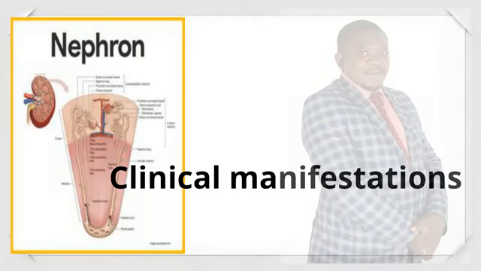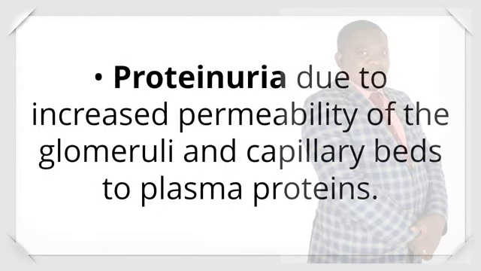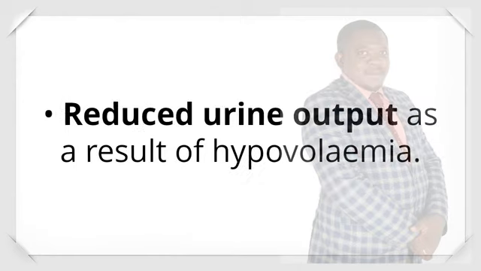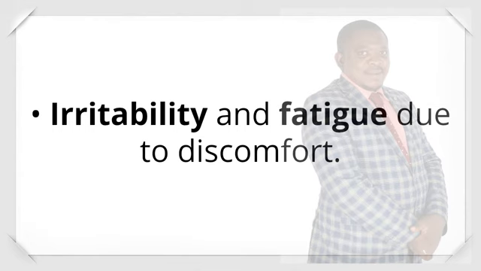Clinical manifestations. Periorbital edema in the morning in the early stages of the disease, which later becomes generalized, anasarca, due to seepage of fluids in the tissues. Proteinuria due to increased permeability of the glomeruli and capillary beds to plasma proteins. Reduced urine output as a result of hypovolemia. Diarrhea due to edema of the intestinal mucosa leading to malabsorption. Irritability and fatigue due to discomfort.